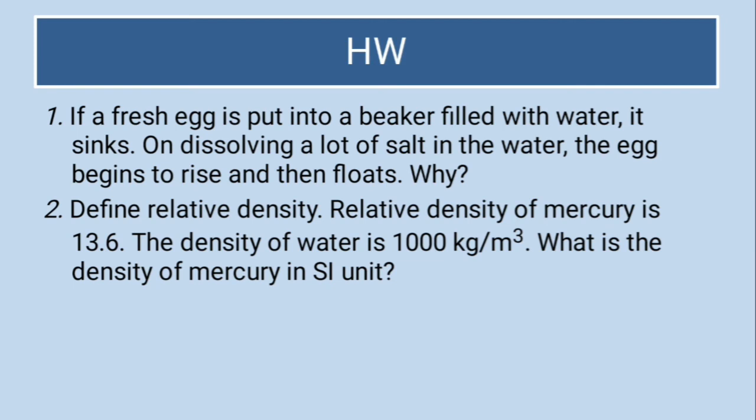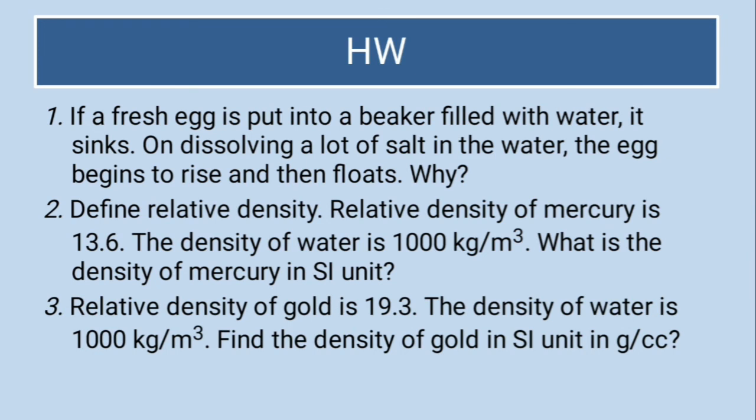The other sub question is: relative density of mercury is 13.6, density of water is 1000 kg per meter cube. What is the density of mercury? That you have to find. And last but not the least, relative density of gold has been given as 19.3. Density of water, as you all know, is 1000 kg per meter cube. You have to find the density of gold in SI unit, also in gram per cc.